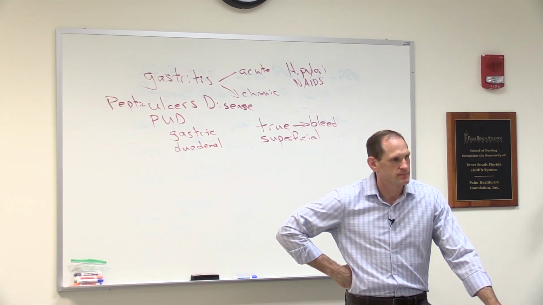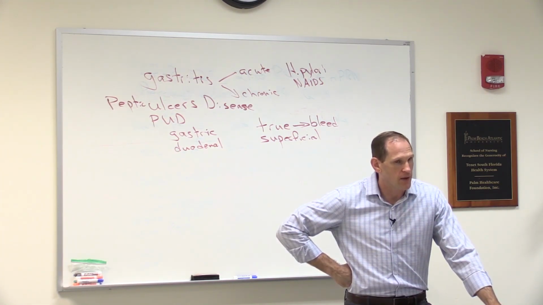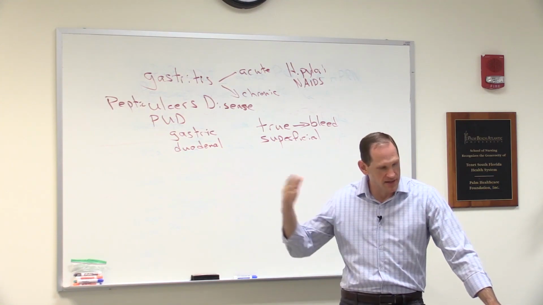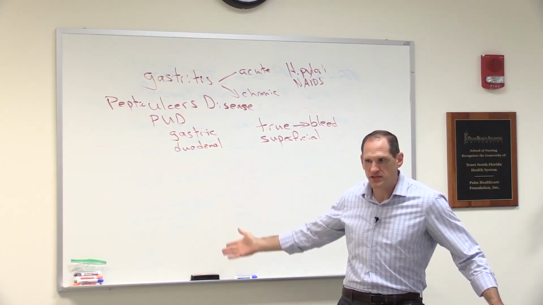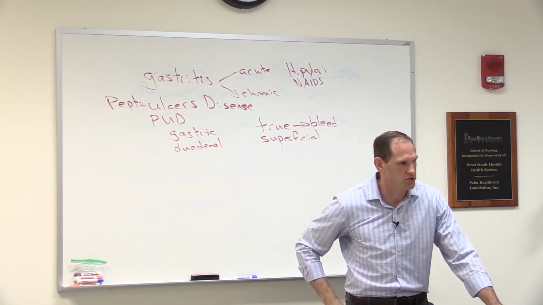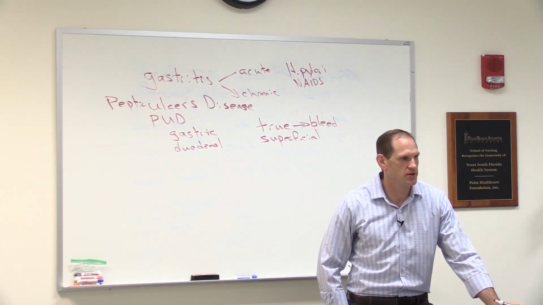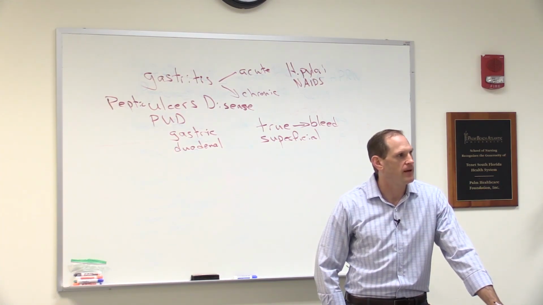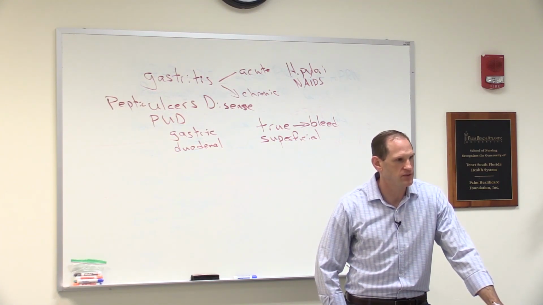And we wouldn't give them just an H2 or PPI. Oh yeah, you're also going to treat them, in all of these cases, with PPI and with H2 blockers. But you also treat the underlying cause. All right, any other questions about ulcers?